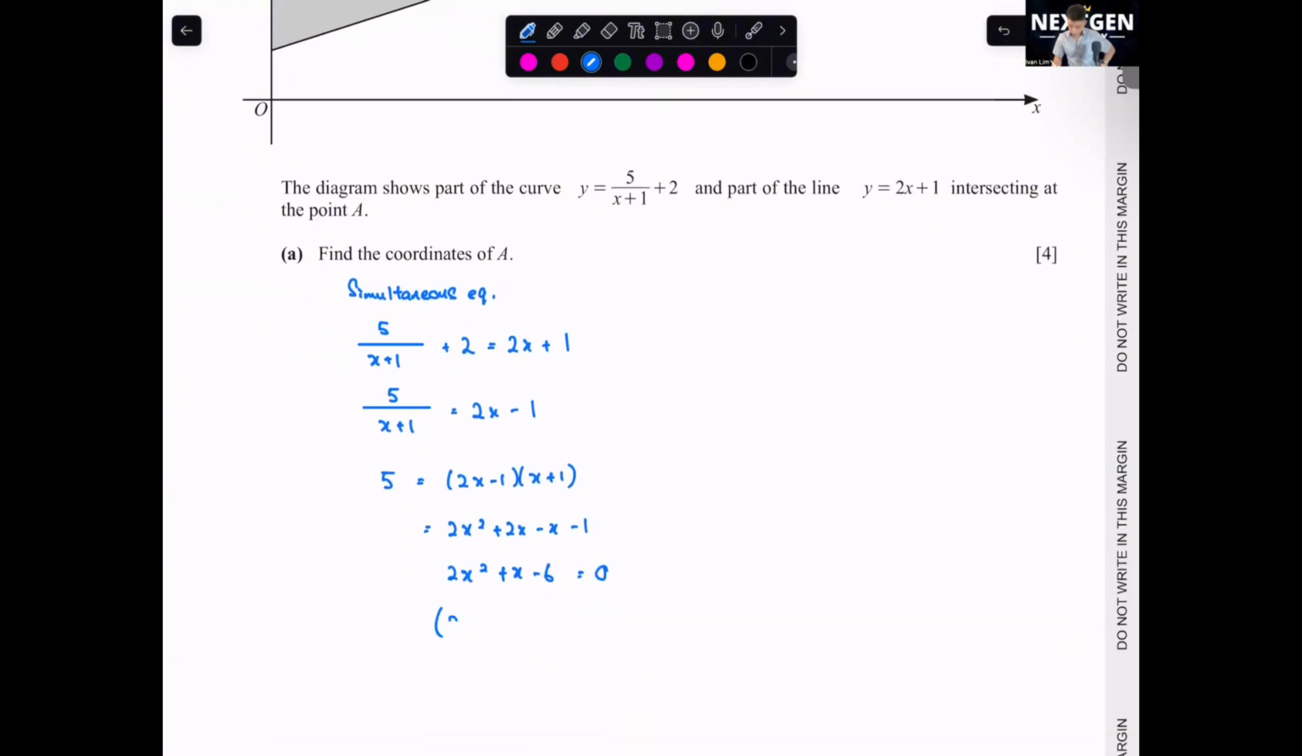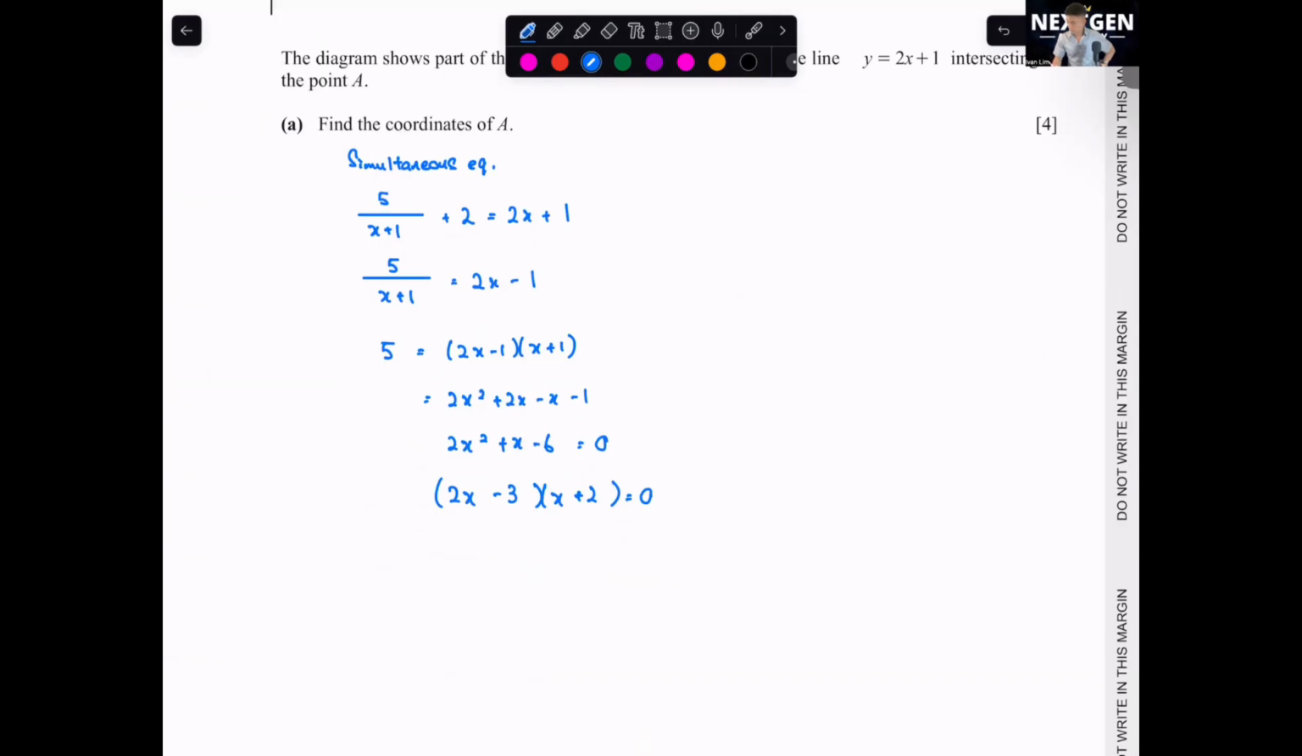Let me just double check. 2x and x. 3 and 2. Plus 2, minus 3. Okay, yeah, right. So 2x minus 3, x plus 2 equals 0. x equals 3 over 2, x equals negative 2. According to the value given, or based on the graph, x cannot be negative. So we will only take x equals 3 over 2.